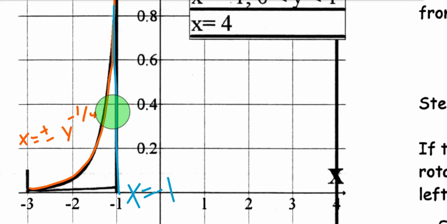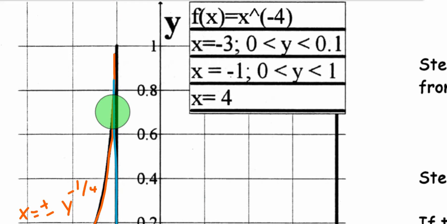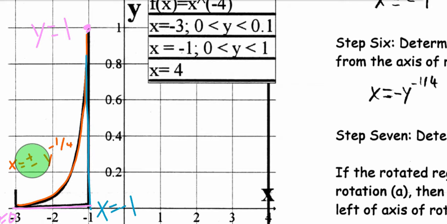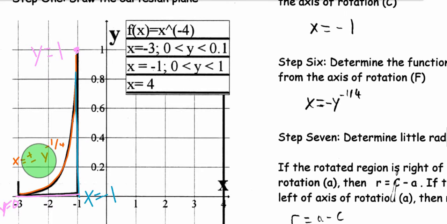And then you should have upper and lower limits, and those should be in terms of y. And your upper limit's going to be y equals 1. And again, there's an easy way to figure out this upper limit where they cross. It's just the point where those two relations are equal to each other. If you set negative y to the negative 1/4 equal to negative 1, you will get y equals 1 where they cross. Now we will talk about why we use negative in just a second.